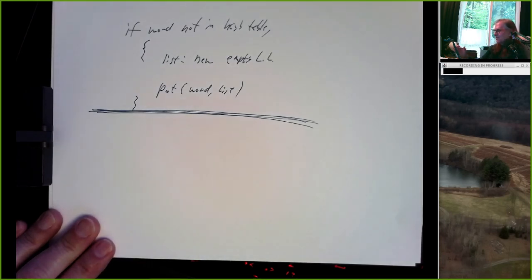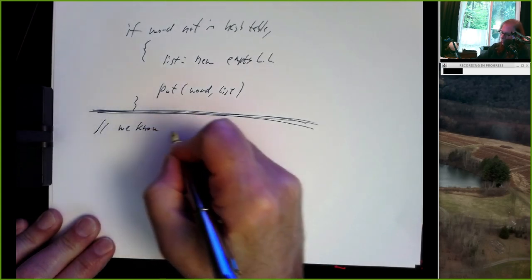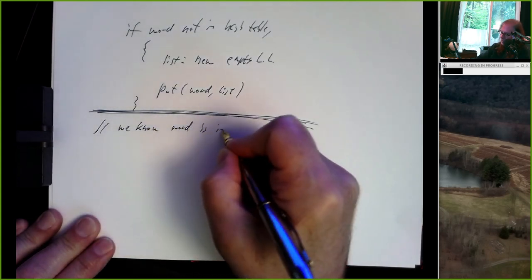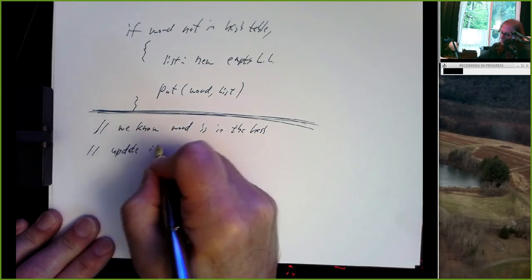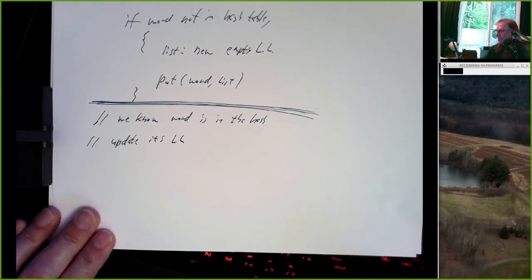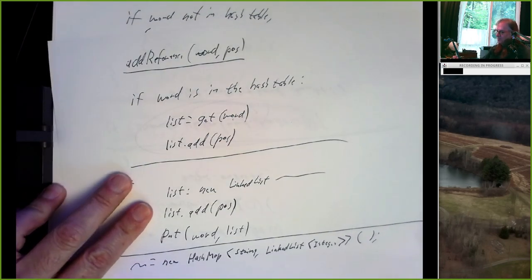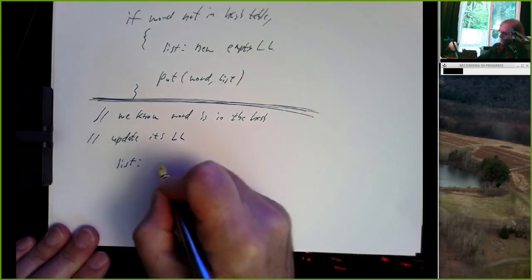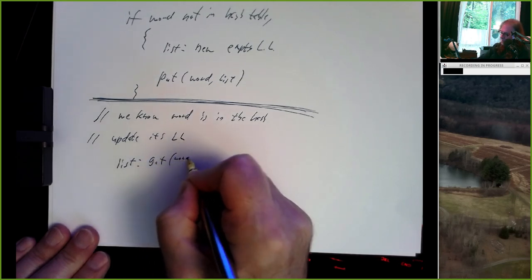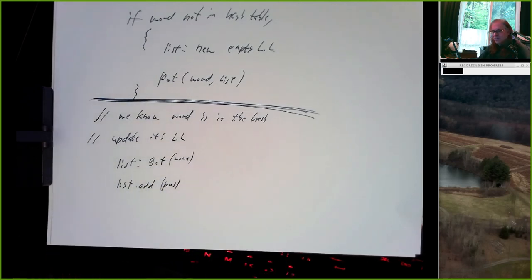And I'm not going to put an else. I'm not going to put another if. Nothing like that. All I'm going to do is put a comment here. And I'm going to say, we know word is in the hash. Update its linked list. And so now I can say list equals get word list dot add position. And to me, so let me go ahead and put that in. List equals get word list dot add position.